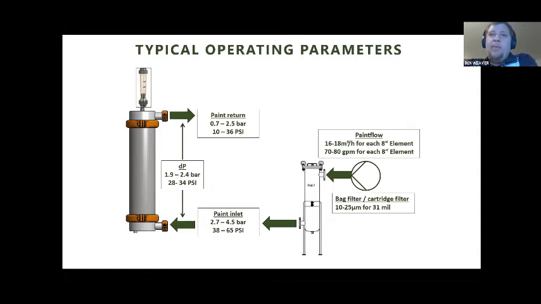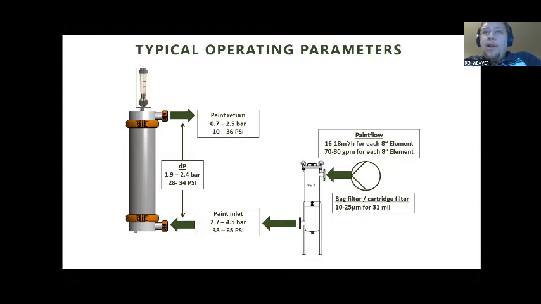And if you're monitoring that DP, if it drops too low, it's probably indicative of lower flow. If it goes too high, it can be indicative of either blockage or pluggage of the process. So it's really a good idea to monitor that DP as you're operating.